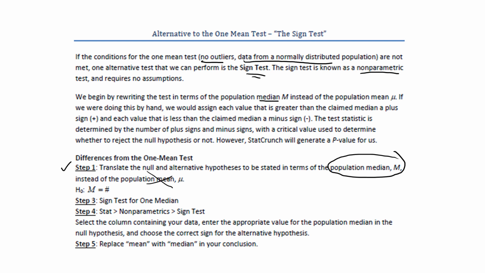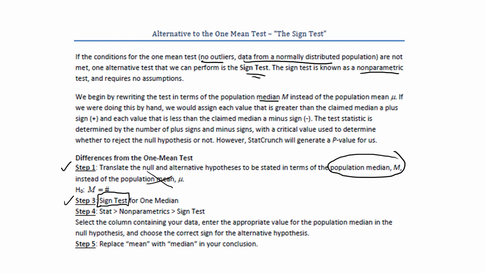So the null hypothesis will be of the form M is equal to some number. In step 3, this is the sign test for one median, or as we'll simply write it, the sign test. In step 4, in StatCrunch, to find this, this is under Stat, Non-Parametrics, Sign Test.